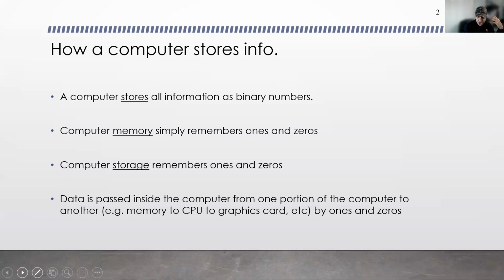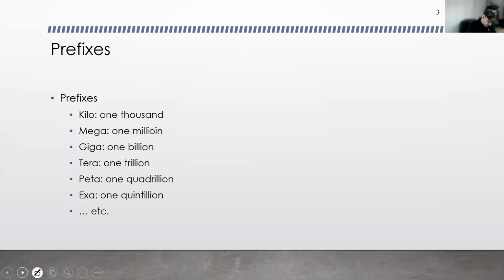Computer storage, HDD, the hard drive, again zeros and ones. The communication between, for example, the CPU and the memory or the hard disk, again it's zeros and ones. So the computer just knows zeros and ones. Good, binary.